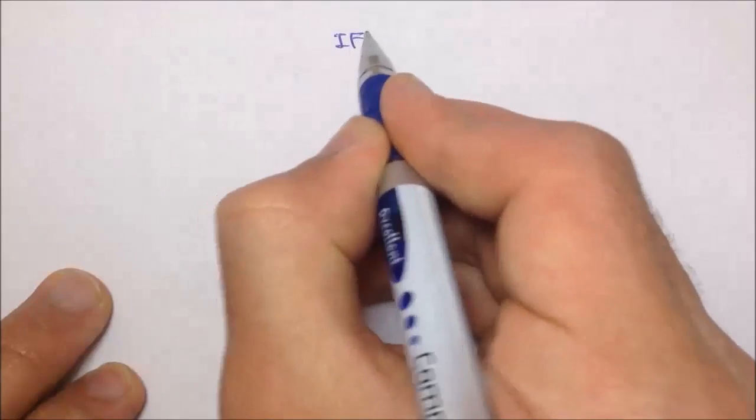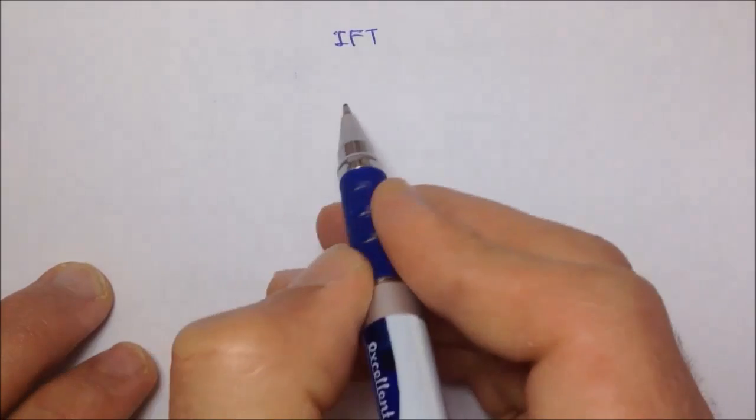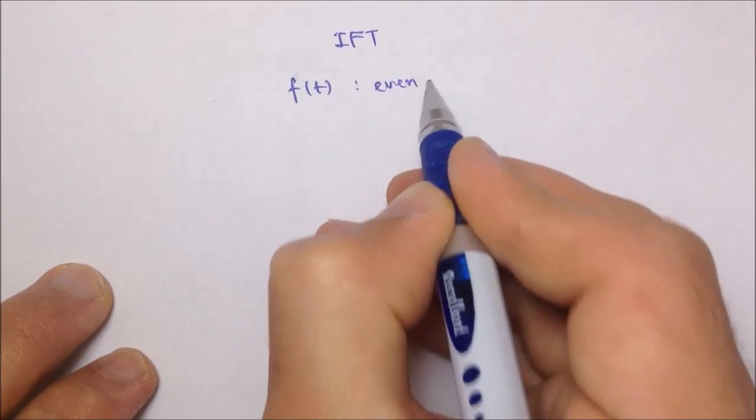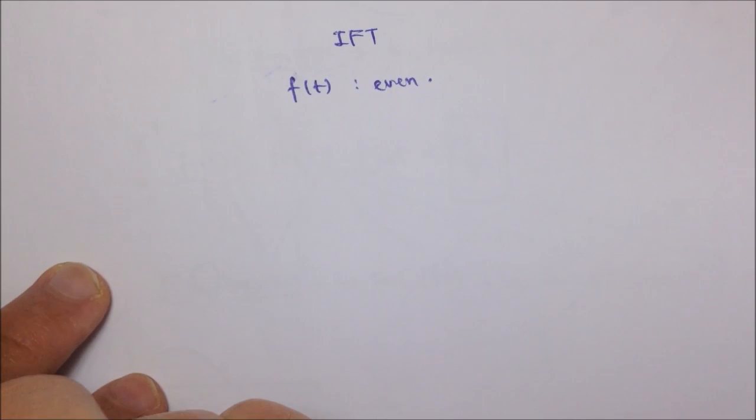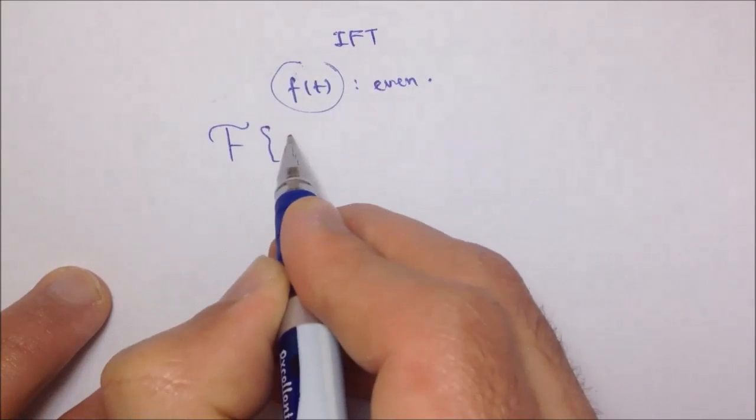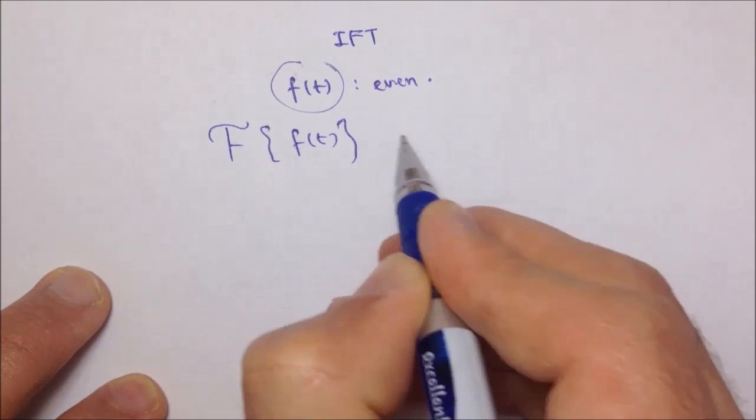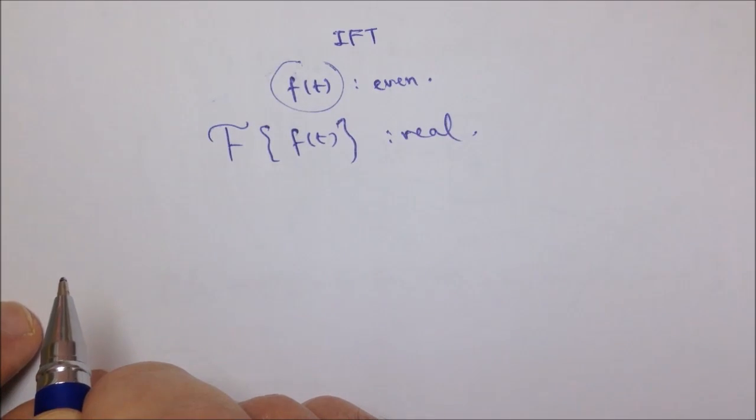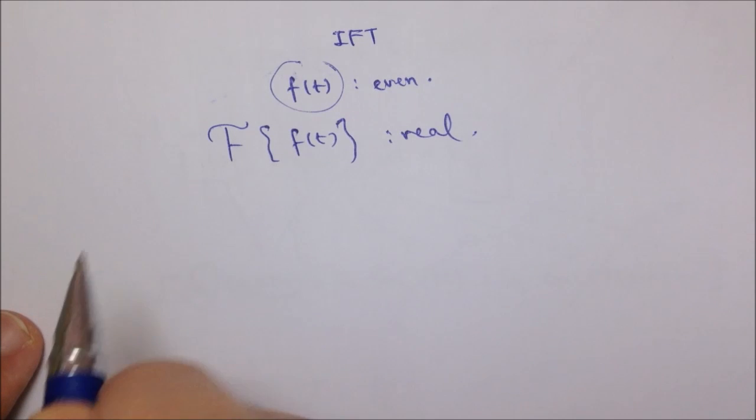Now let's see how the IFT works, the inverse Fourier transform. If we have an even function f of t, what does that imply? That means that the Fourier transform of f of t is a real function, since the spectrum doesn't contain any sinusoidal components.